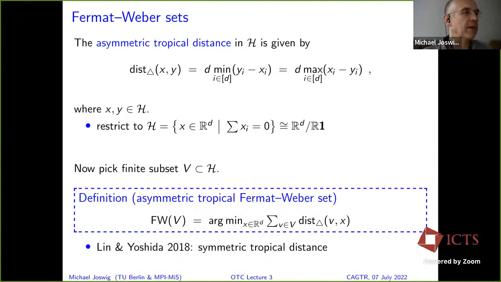So now I pick a finite subset, which is again called V. It's not a coincidence. There is a question. Sorry. Yes, please.